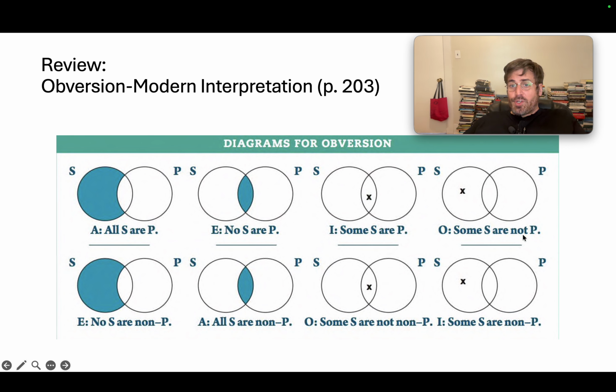The O proposition, some S are not P. The obverse is some S are non-P. And this is a valid, logically equivalent inference. So obversion is a very flexible, forgiving kind of inference, and it works every time as long as you are making the transformation of the quality and the addition of the complement in the correct way.